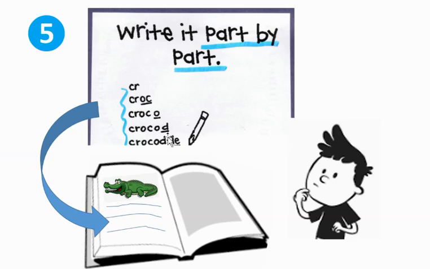Croc-o-d. D. That's a D sound. Crocodile. Oh, long I. I hear a long I. So I bet there's a silent E on the end of the word. Crocodile. You might not spell the whole word correctly, but you would spell enough correctly so that your reader would know what word you are trying to write.